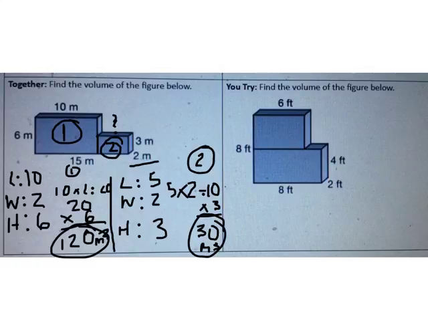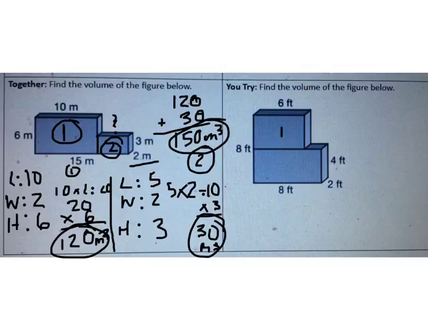To find the total volume, I need to add 120 plus 30. What's the total volume? It's 150 cubic meters. Now let's try another. Find the volume of the figure below. Again, I can separate it into 2 smaller rectangular prisms.